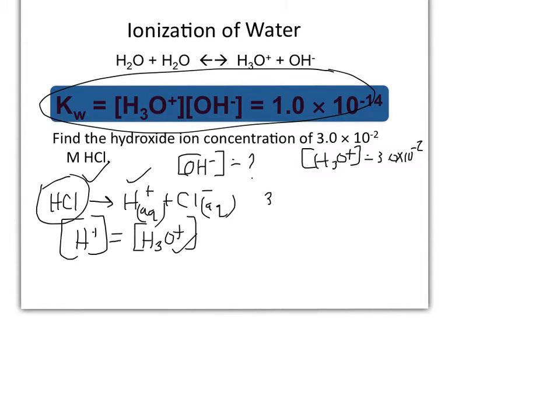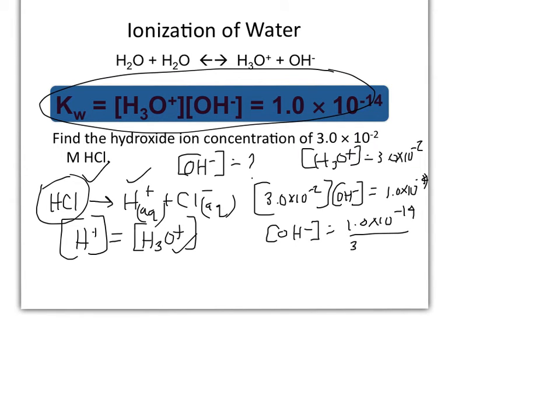So let's see, 3.0 times 10 to the negative second, OH minus, and 1 times 10 to the negative 14. Go ahead and isolate your hydroxide ion, like such. Do the math, plug this into your calculator. So the concentration of your hydroxide ion is going to be 3.3 times 10 to the negative 13.